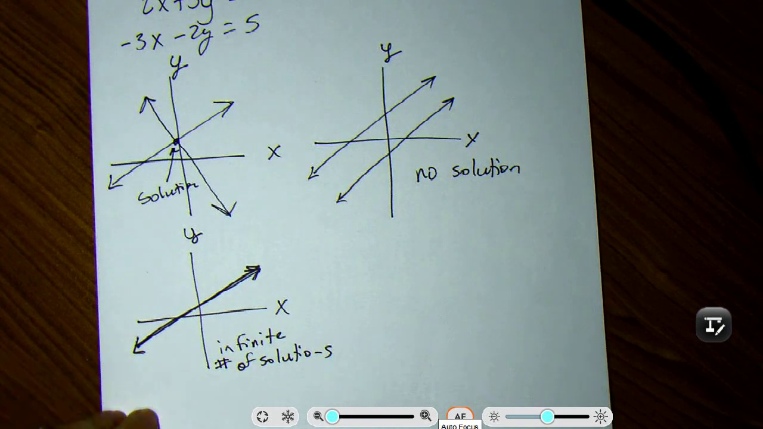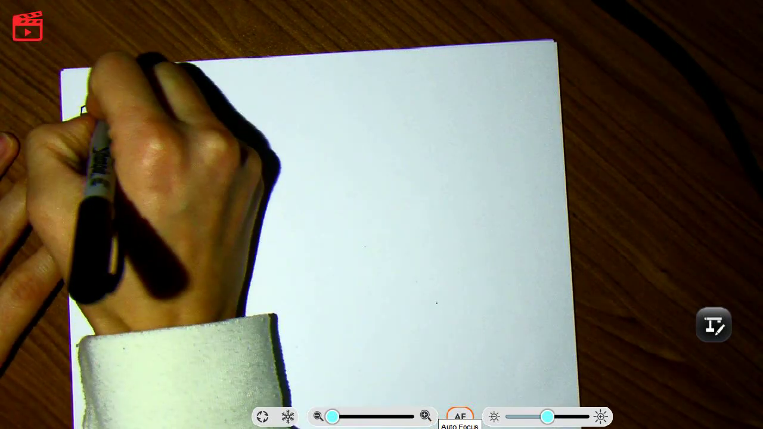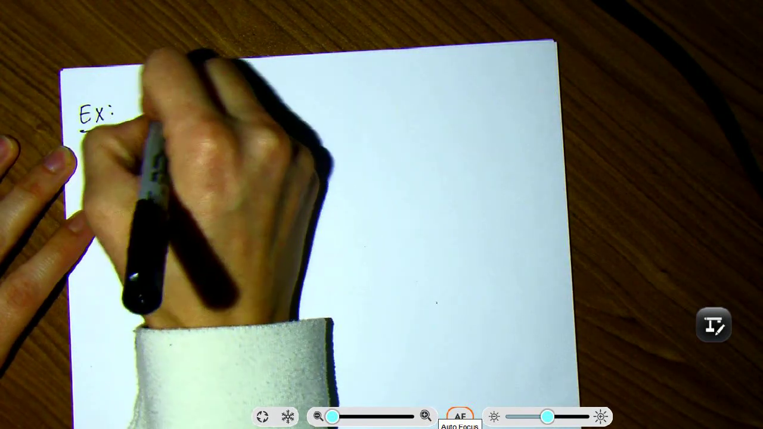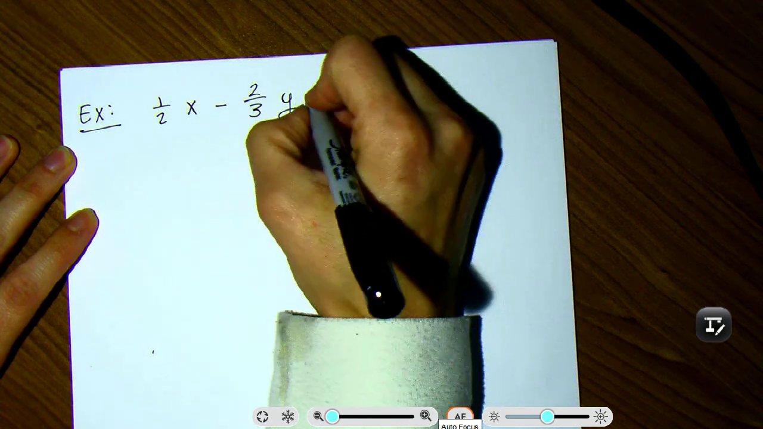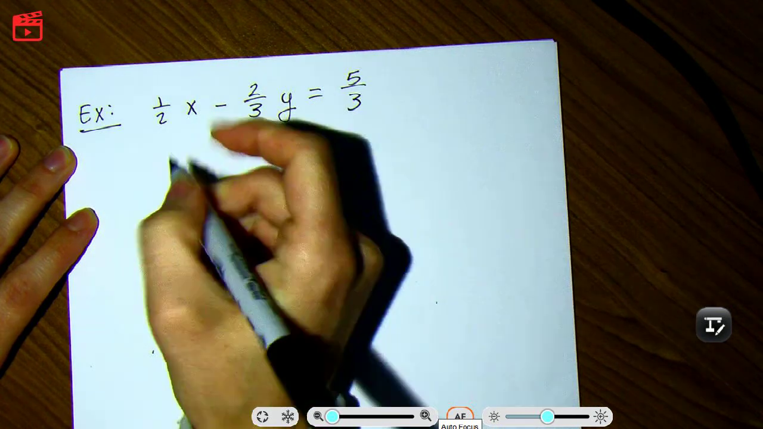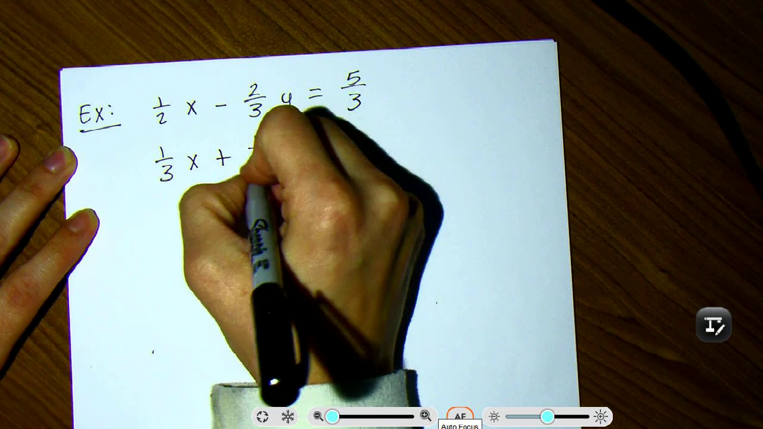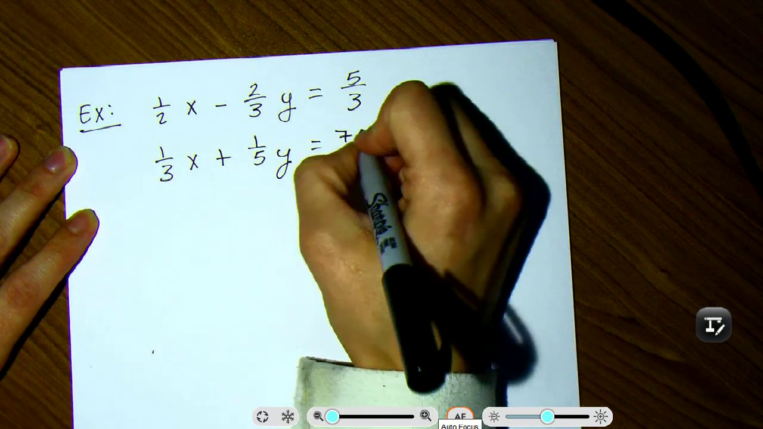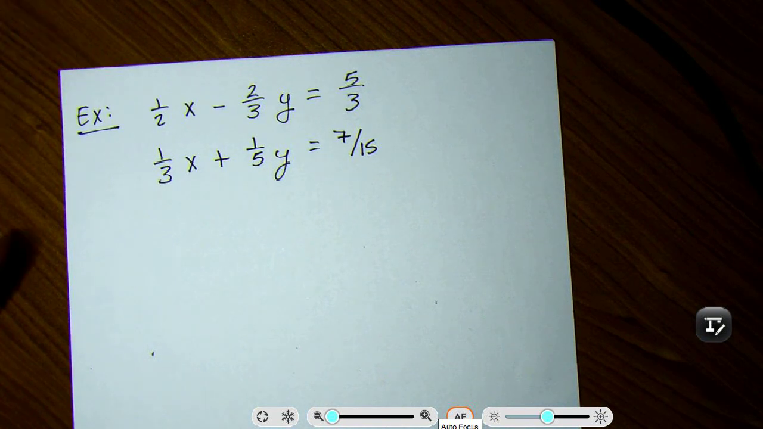So I'm going to start by getting a system. Let's look at an example. Let's say I have 1/2 x minus 2/3 y is equal to 5/3, and 1/3 x plus 1/5 y is equal to 7/15. I want to solve this system by graphing, which means I want to find the pair of x and y values that satisfy both equations.